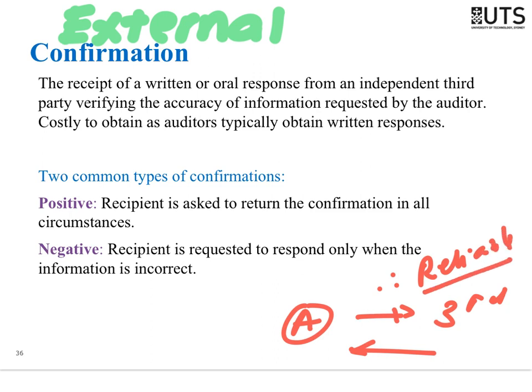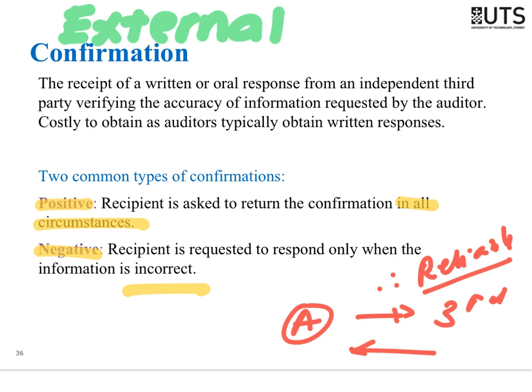Okay. Now we have two different types. We have a positive form of confirmation. What does that mean? That's the one where we request the recipient, the person that we're sending it to, to get back to us in all circumstances. What does that mean? If it's right or if it's wrong. So if the information is correct or if the information is incorrect, we'd like them to respond to us in either case. That's different to a negative form, because a negative form only requires the recipient to get back to us if the information is incorrect. All right? That's the difference. So negative form, we only need them to get back to us if it's wrong. Positive form, we'd like them to respond either way.